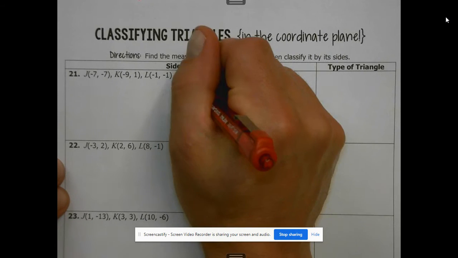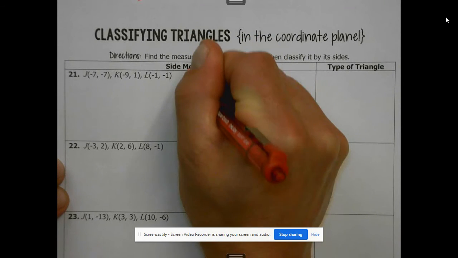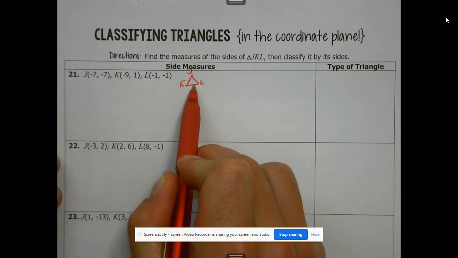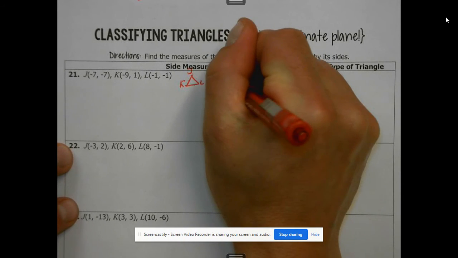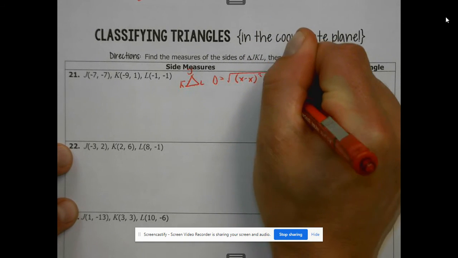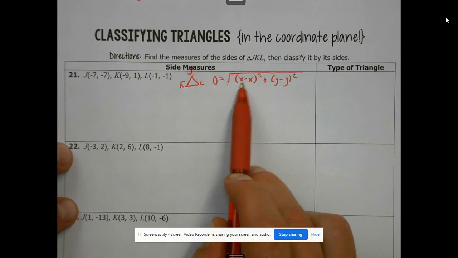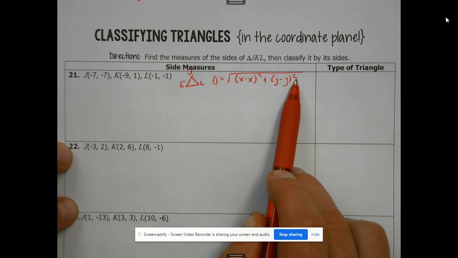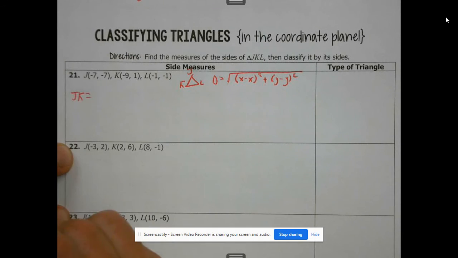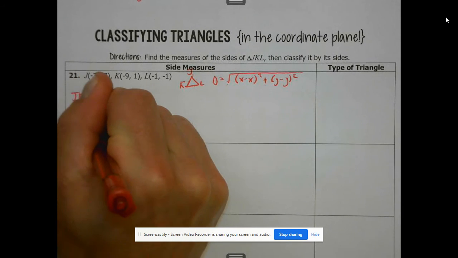So if you think about this, you have a triangle JKL, and your job is to find the distance between each of the sides. To do that, we have to use the distance formula. Just to recap, remember distance: you subtract the x's, square them, subtract the y's and square them. So big square root, subtract the x's, square them, add that with the subtraction of the y's and square that. We have to do this 3 times. We've got to find the distance between JK, KL, and JL.